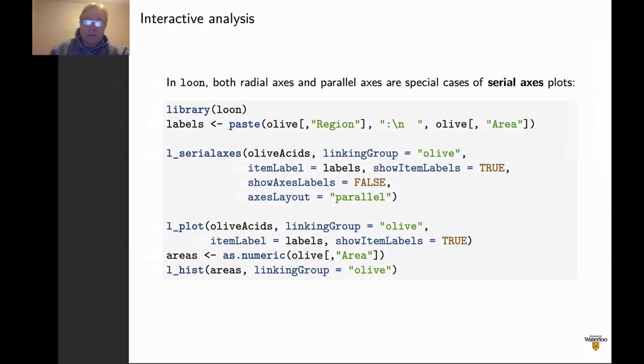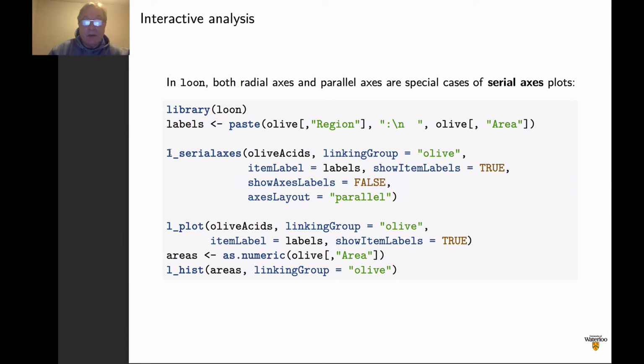Okay, now we're going to look at some real data and see how we can use parallel axes to investigate the structure in real data. We look at the olive oil data, which we know has a bunch of different areas associated with the growing regions of the particular olive oils, and the eight-dimensional measurements are the measurements of various fatty acids.